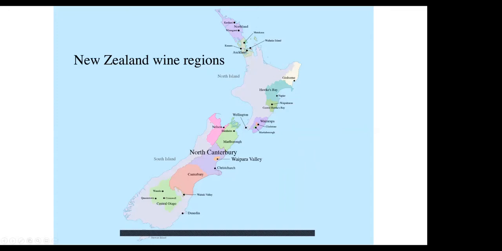Then as we go further south, we're into the Canterbury, North Canterbury region, this big purple area. And then within the North Canterbury region, there's the Waipara Valley, you can see, which is just a small valley. So the North Canterbury region specialises in Riesling, Pinot Noir, and also Chardonnay in particular.